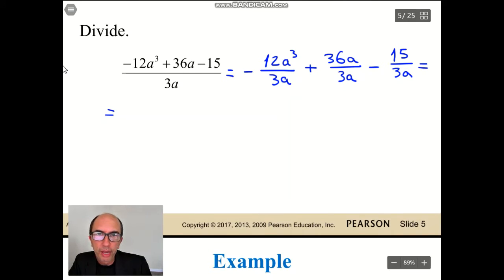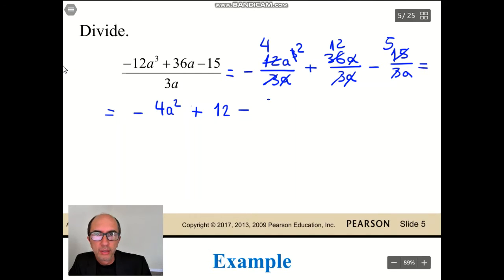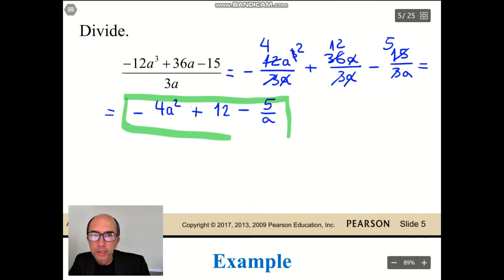The first one, you can divide 12 by 3 is 4, and a cubed divided by a is a squared. Okay, the first one is negative 4a squared. The next term, 36 divided by 3 is 12, and a simplified with a is 1. Minus 15 divided by 3, 5, over 8. This is the result. This is how you divide a polynomial by a monomial.